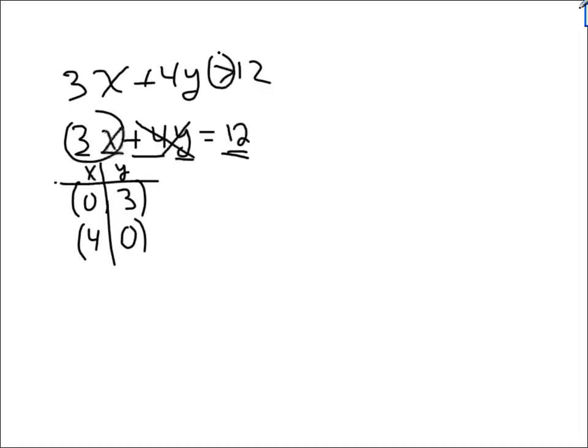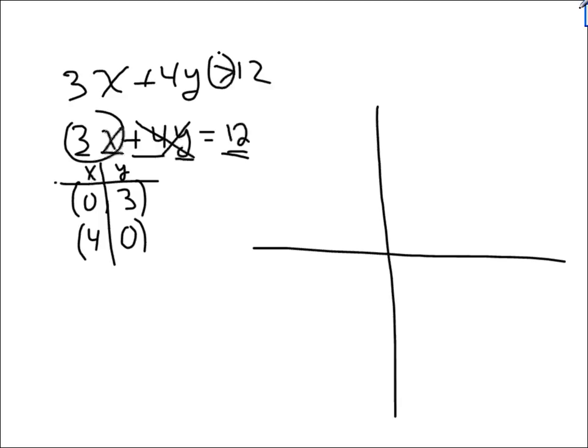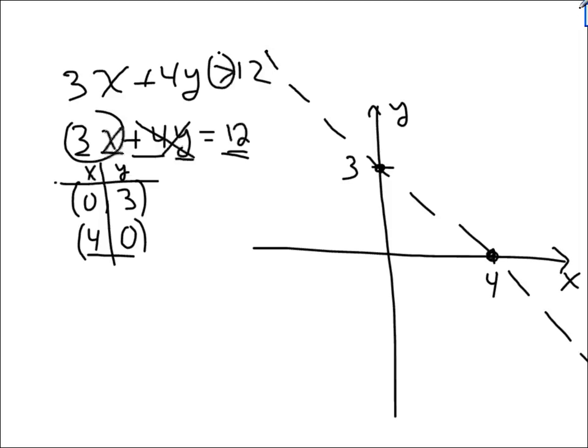Now I have 2 points on the graph, which in my mind tells me I have the graph. It crosses at 0, 3. That means it crosses the y-axis at 3. And 4, 0 means it crosses the x-axis at 4. Now, here's the line, but I'm going to dash it. Again, it's a dashed line because it doesn't say greater than or equal. It just says greater than. Okay.